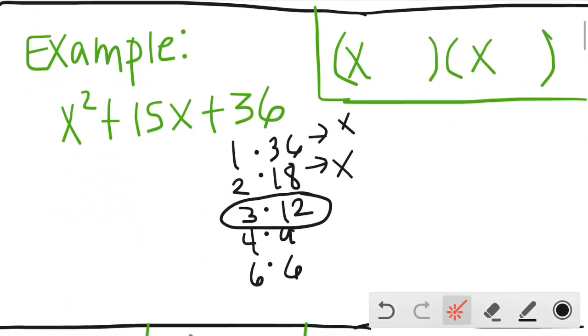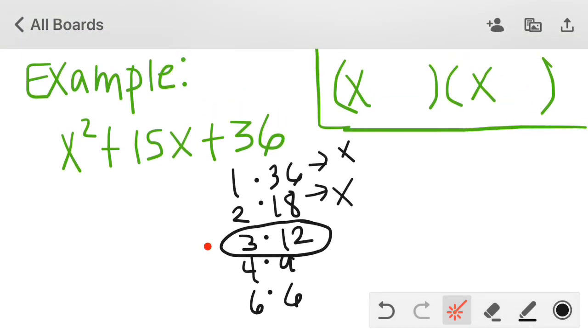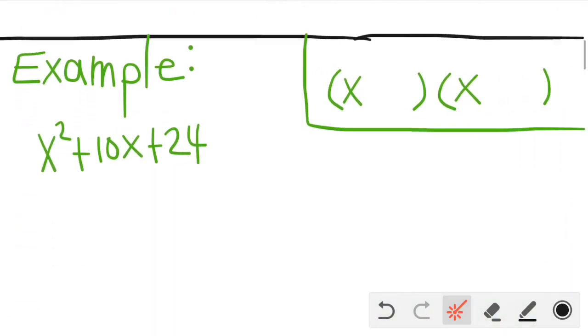So if you think about it, we must put 3 and 12 in sections right here. You know it will produce a binomial. So by all means, let's go ahead and do a plus 3 and a plus 12. So 3 and 12 multiplied to 36 and summed up to 15. Let's go ahead and work on another example.